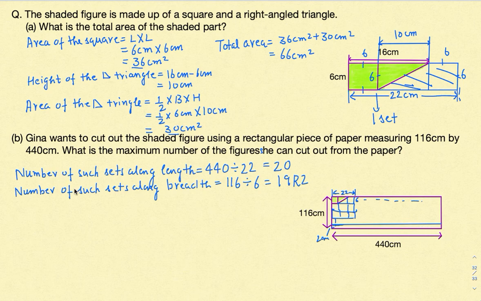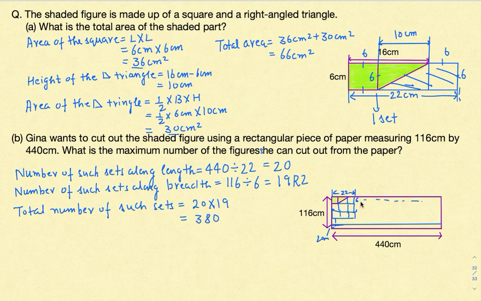Anyway, so what do you think? Along the length we get 20 sets, along the width we get 19 sets. So what is the total number of such sets? The total number of such sets will be 20 along the length and 19 along the width, so the total number will be 380.